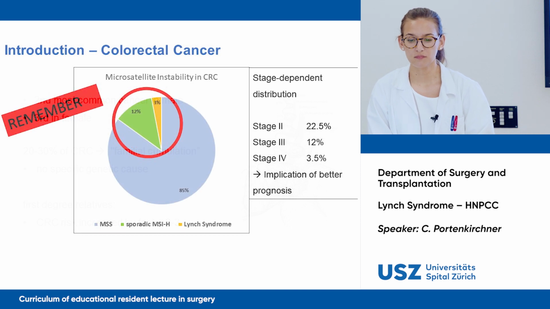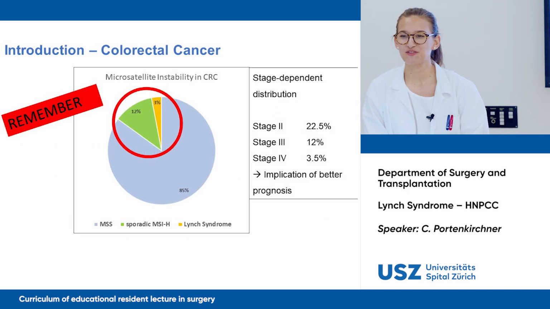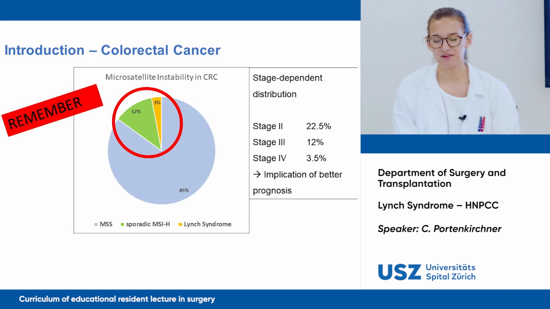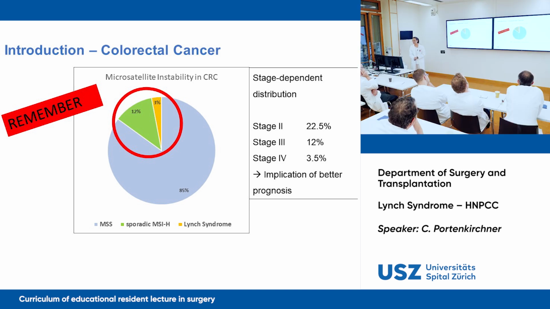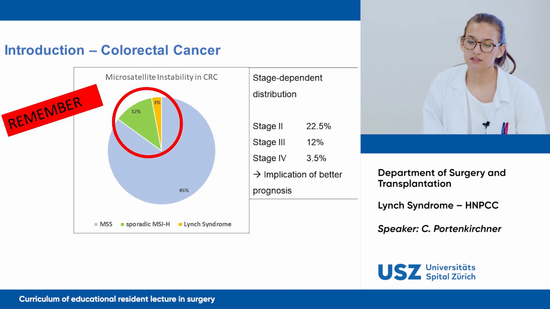Maybe you remember from my last talk, which was about microsatellite instability, this pie chart. Here in blue, we see the microsatellite stable colorectal cancer part, which makes up to 85% of colorectal cancer, whereas the microsatellite unstable part makes up 15%. Today we are having a look at the microsatellite unstable.